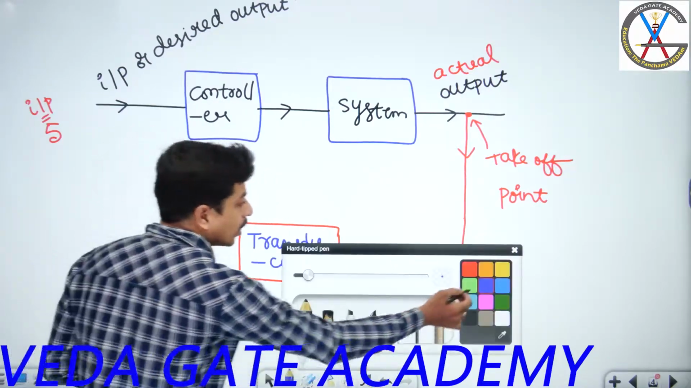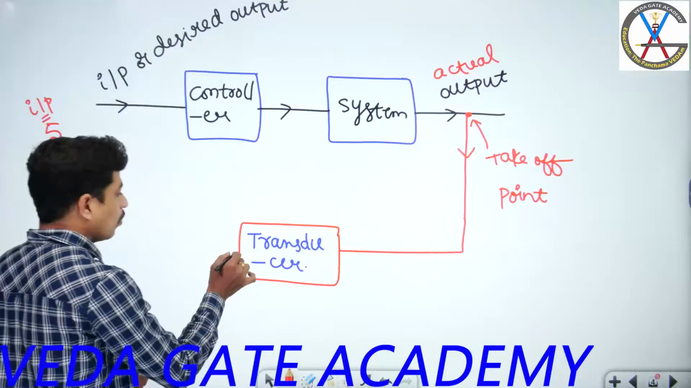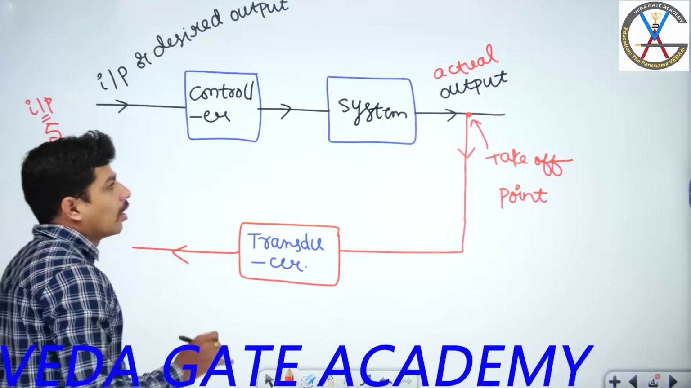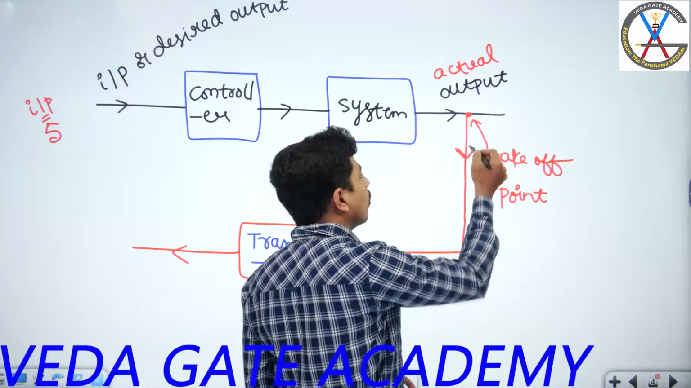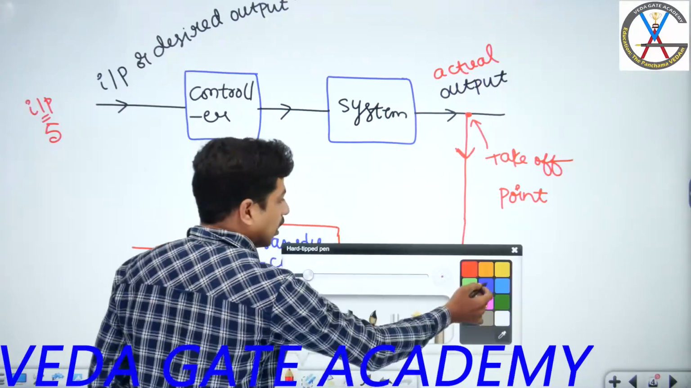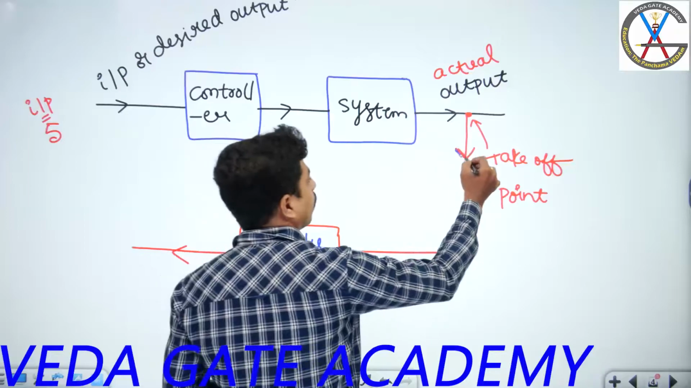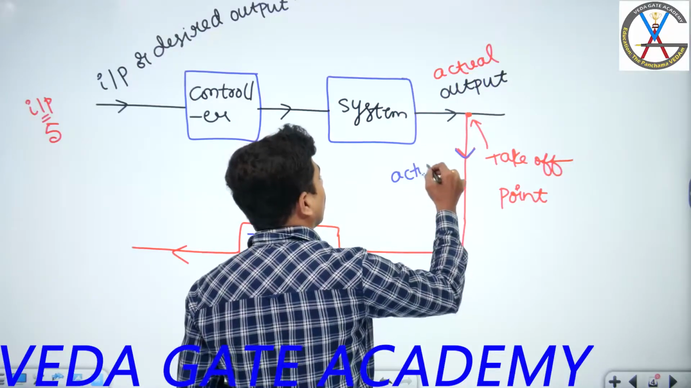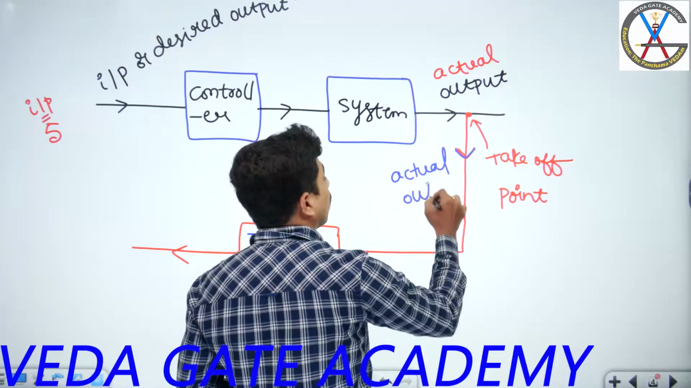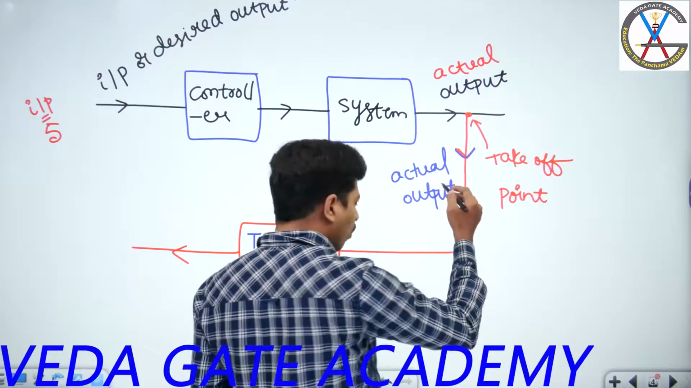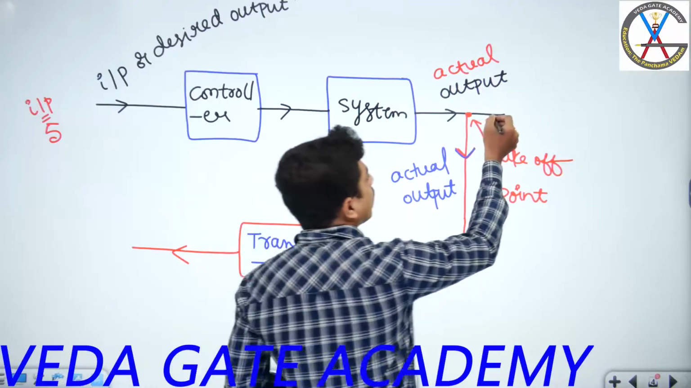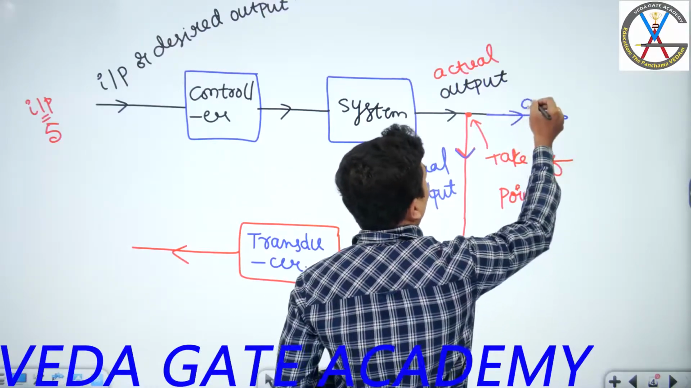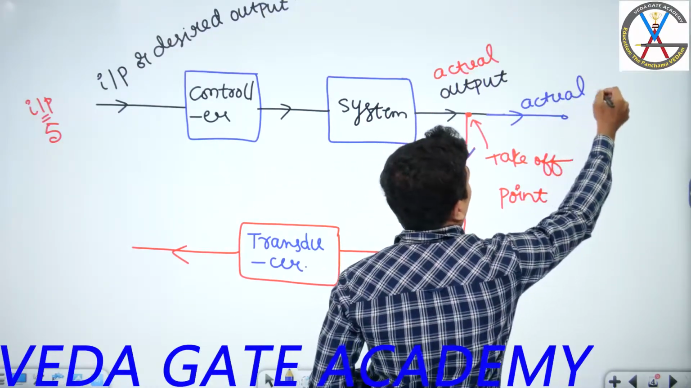Now what are we doing here? This is the actual output. This signal is also the actual output. Let me write. This is also actual output. Very, very important. Lots of doubts will be clarified with this example. This is also actual output.